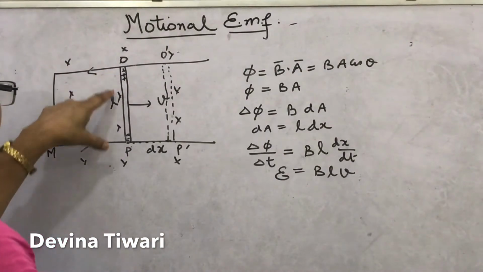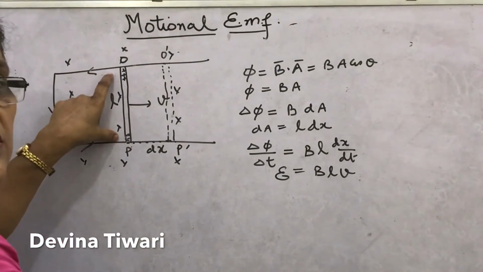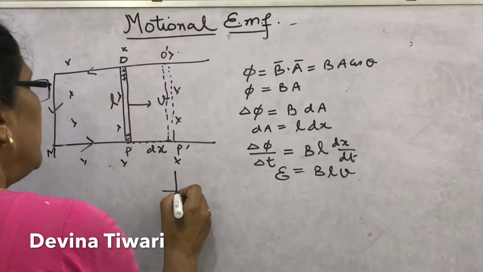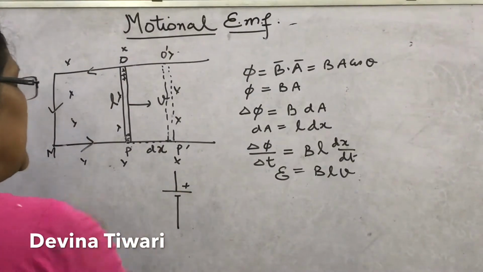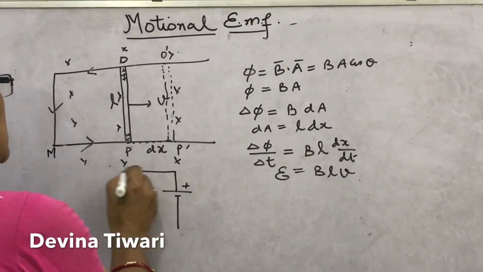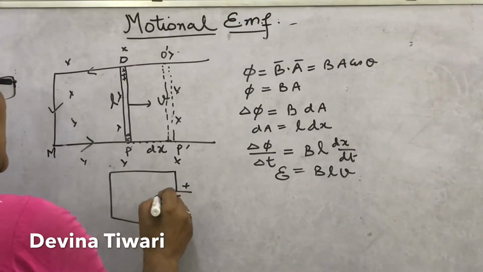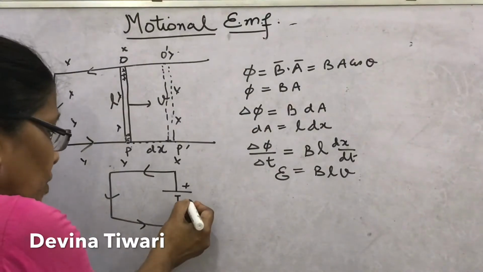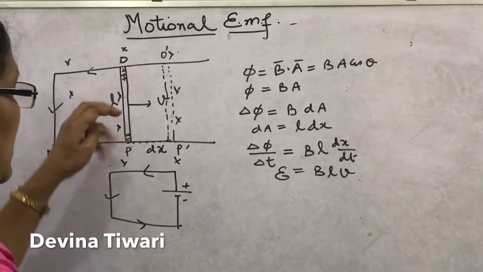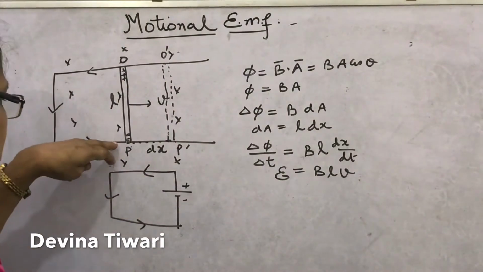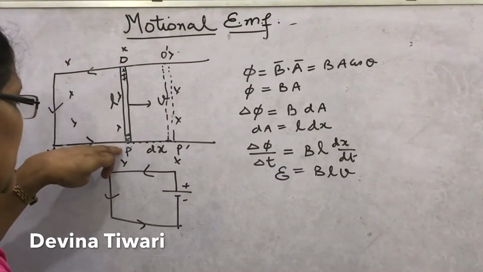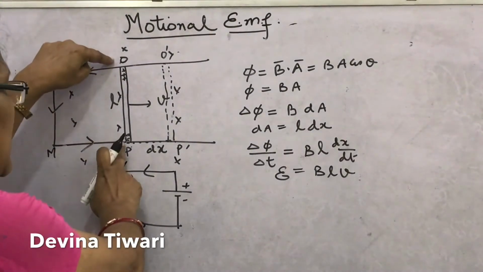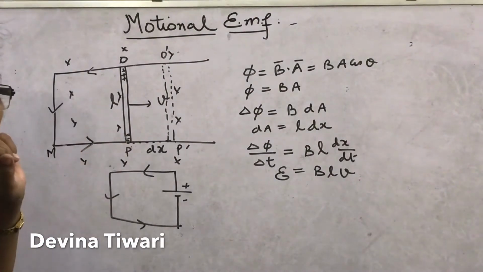So this rod behaves like a cell. You know, a cell has this terminal positive and this terminal negative, and if the cell's ends are connected with a conducting wire, then the direction of current is like this. And within the cell, it is from the negative to the positive terminal. So as in the previous case, here also the direction of induced current will be from P to O, and in the outer circuit like this.